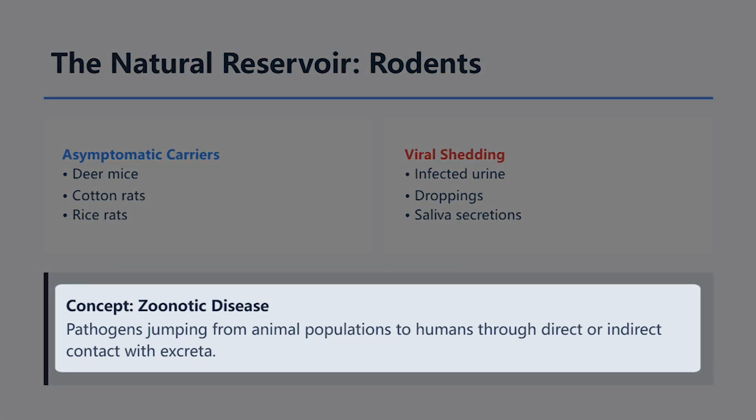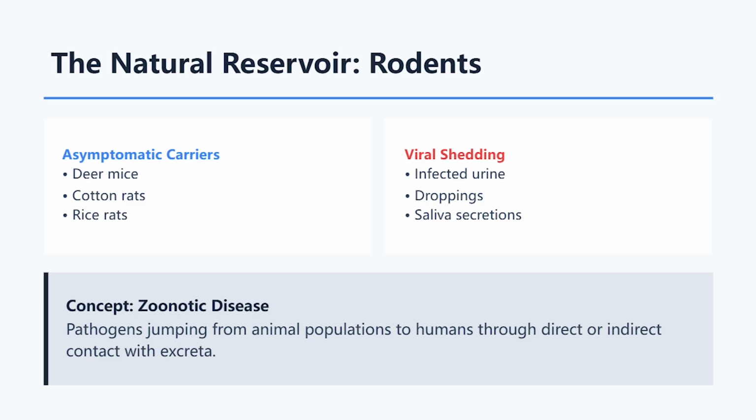This brings us to a fundamental concept in public health: zoonotic disease. A zoonosis is any infection that jumps from animals to humans. Understanding this animal-human interface is the first step in preventing outbreaks. Next, we'll look at exactly how that jump happens through different transmission pathways.